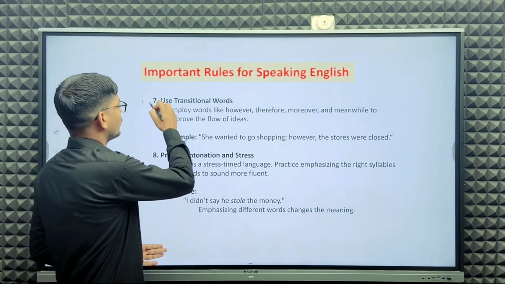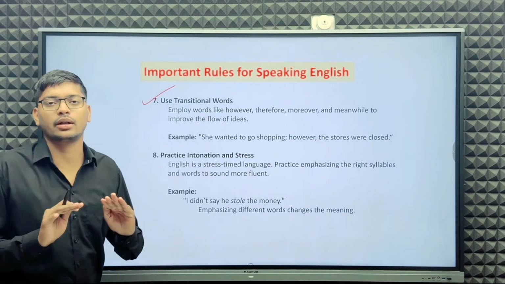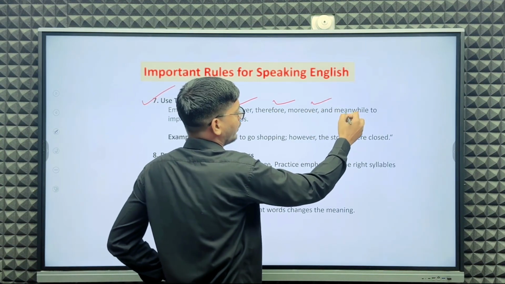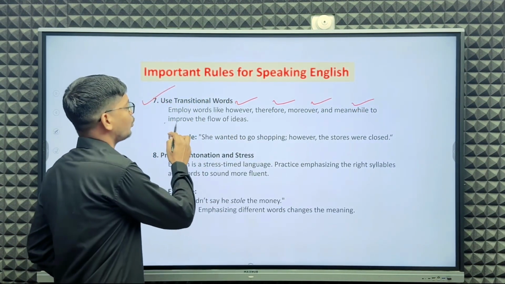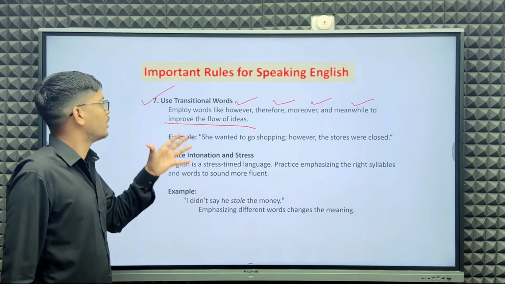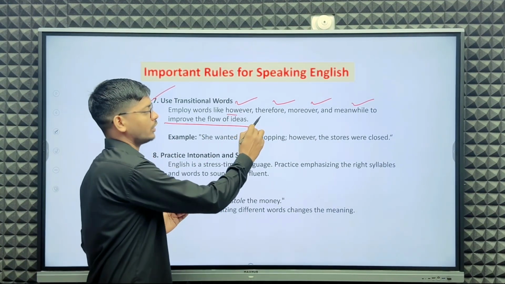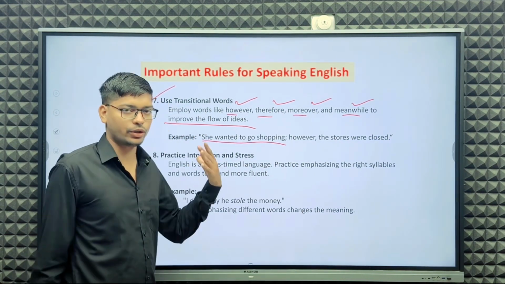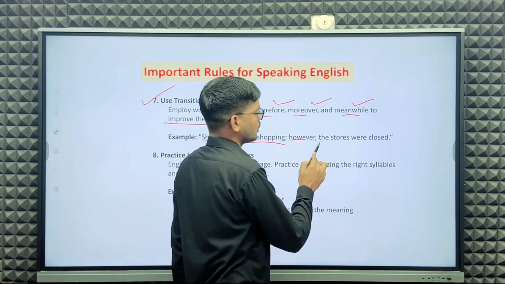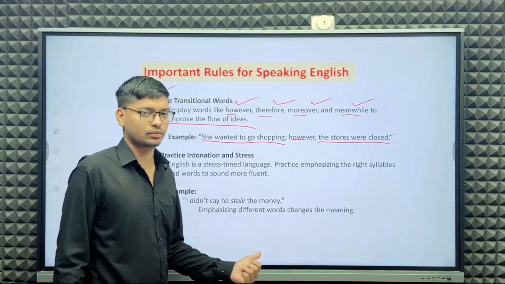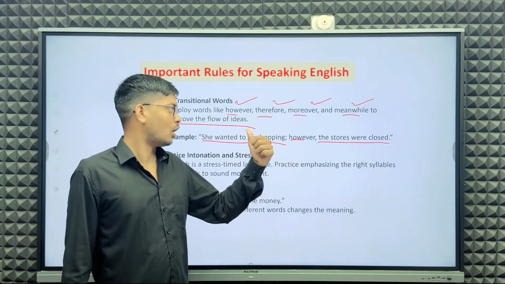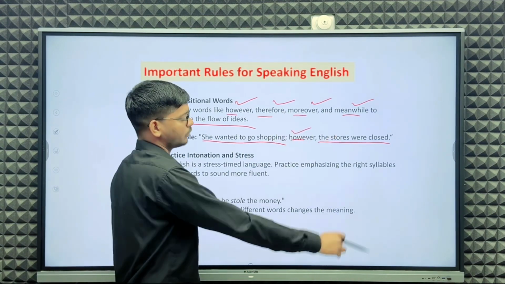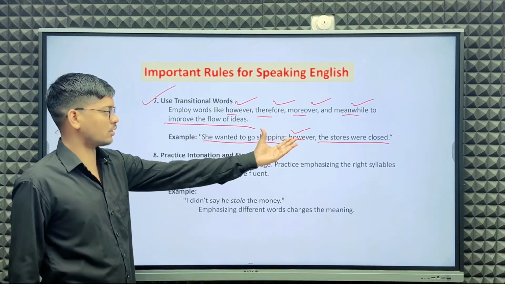The next rule is use transitional words. Employ words like however, therefore, moreover, meanwhile, to improve the flow of ideas. Example: "She wanted to go shopping, however, the stores were closed." This is right. The transition word here is "however."